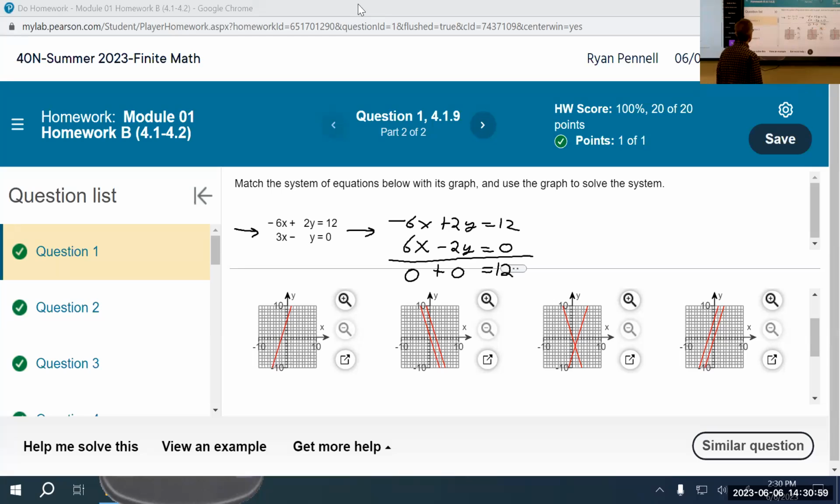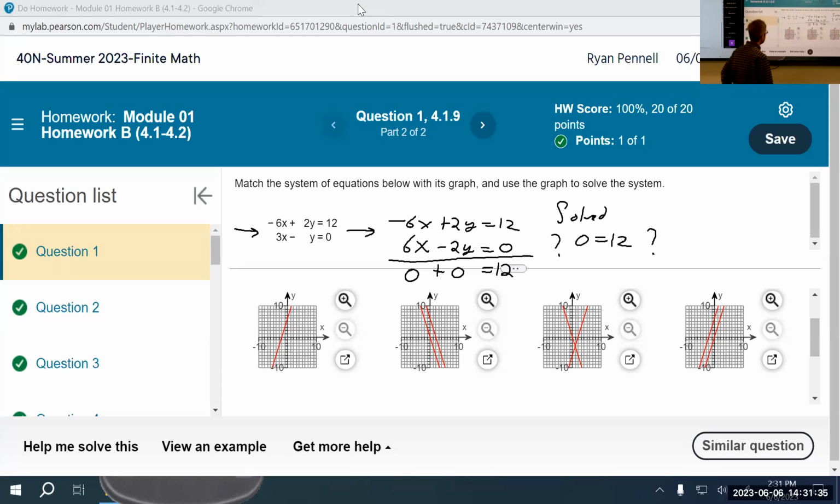So I just proved that the number 0 equals 12. What on earth does that mean? 0 equals 12? Well, that can't be right. So these lines do not intersect. That's what I've shown. By doing that, I've shown that these lines don't intersect. So that means they're either the same line or they're parallel lines. That must be the case.